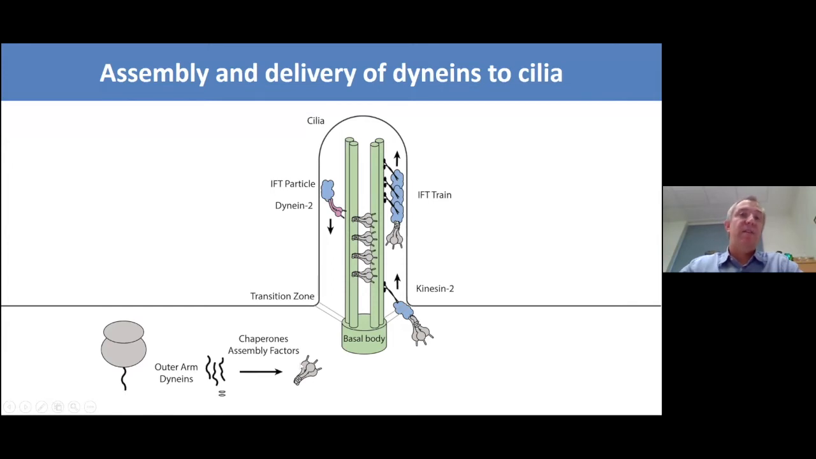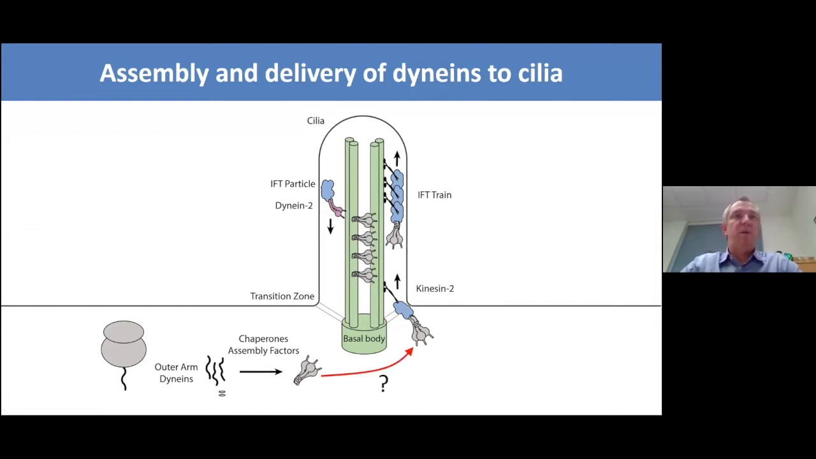And then these outer dynein arms can hook onto the intraflagellar transport machinery that's driven by kinesins on the way out and a dynein 2 on the way back. And that can deliver them to the cilia so that they end up in their array.